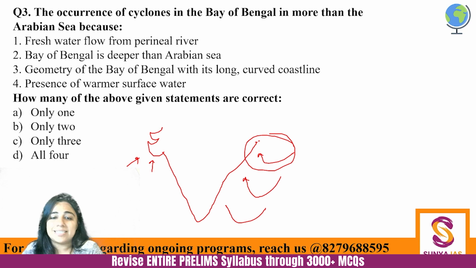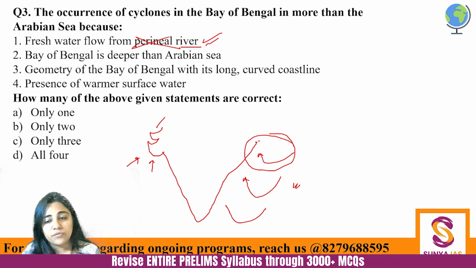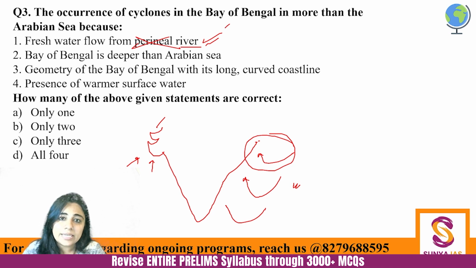So why is it that the Bay of Bengal has historically had many more cyclones? It has fresh water flow from rivers, but not from perennial rivers. When we do rivers, Indian geography, we will know that southern rivers are not perennial. Southern rivers are actually rain fed. So definitely fresh water flows from the rivers, but these are not perennial rivers. So first is incorrect.